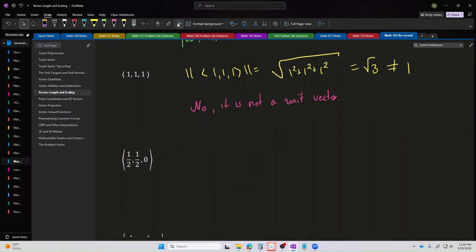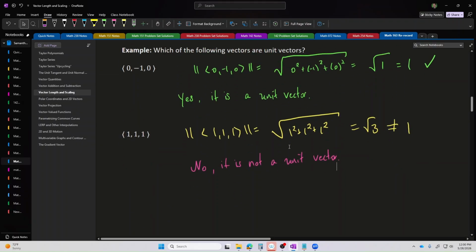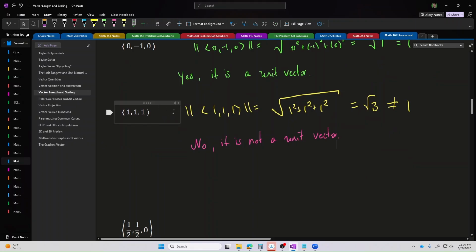And again, we can actually tell at a glance that this vector is not the right length to count as a unit vector. Because this first component is already 1 unit long, the other two components here are just making the vector even longer than that. So this vector's length is greater than 1 for sure, which means it's not a unit vector, guaranteed.